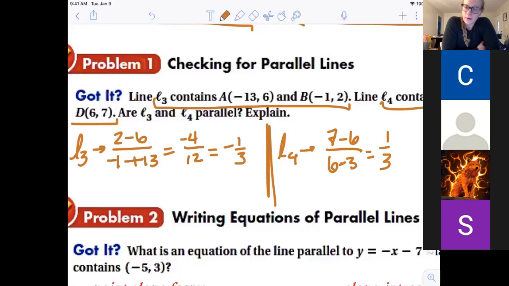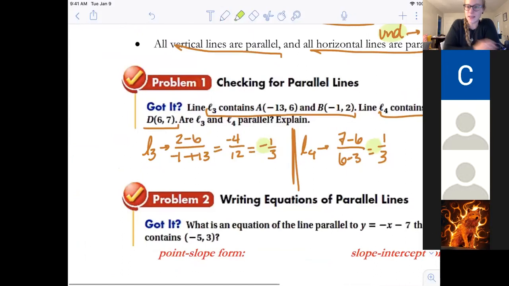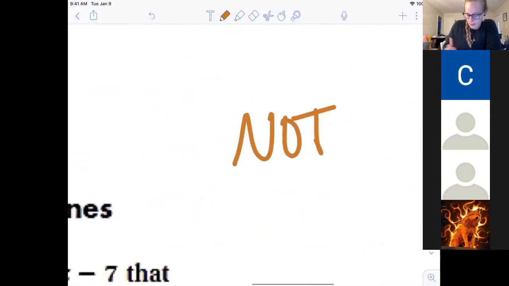Yes. No. I don't think they are. Why not? I don't know why. One's negative and one's positive. Yeah, there we go. We're all alive now. One's negative and one's positive. They're not the exact same. So they have to be the exact same in order for them to be parallel. And these are not. So we're going to say they are not parallel.